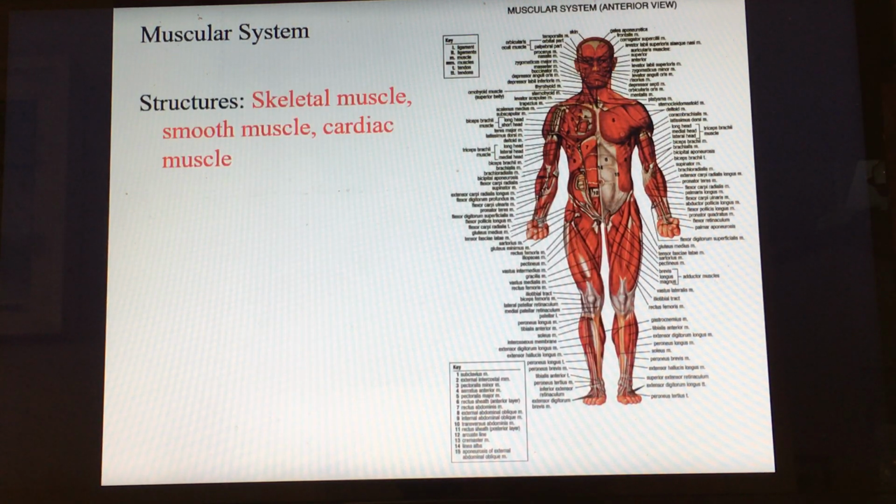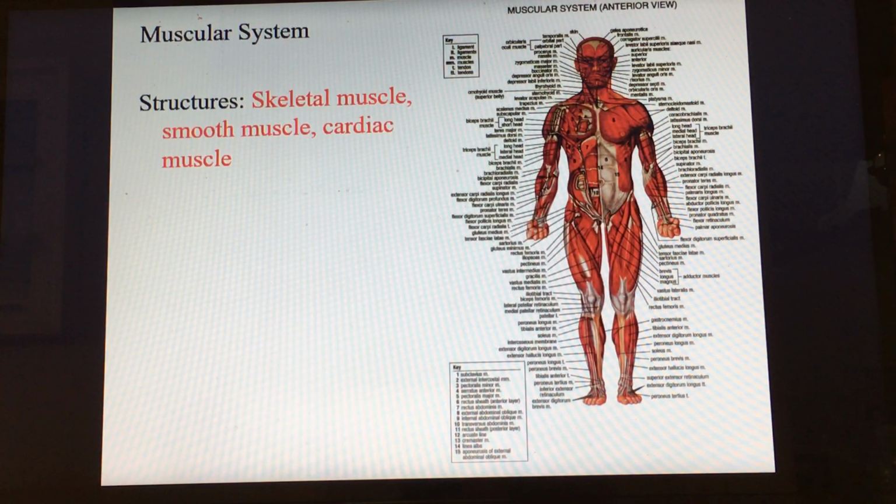The muscular system includes skeletal, smooth, and cardiac muscle. The skeletal muscle we call voluntary muscle. It's the muscles you can flex, like your biceps, triceps, gluteus maximus, quadriceps, hamstrings. Smooth muscle is found in our hollow organs. It's found in veins and arteries, but also in the bladder, the stomach, the esophagus, intestines.